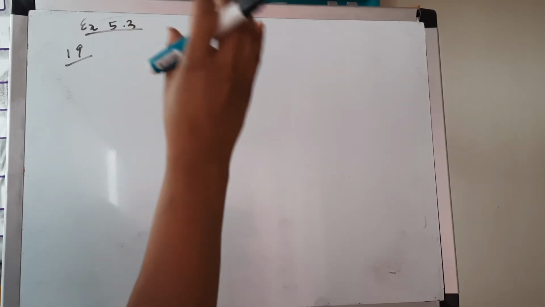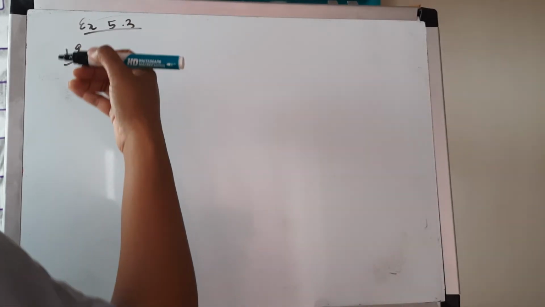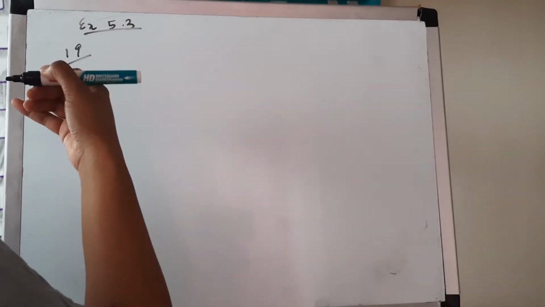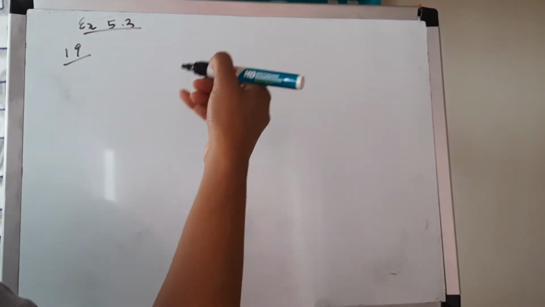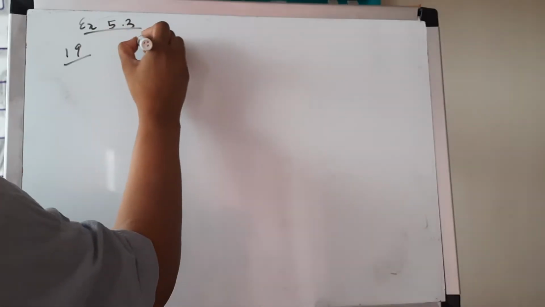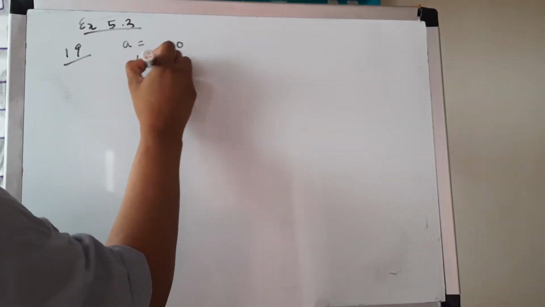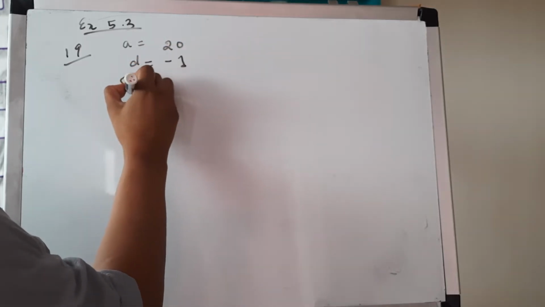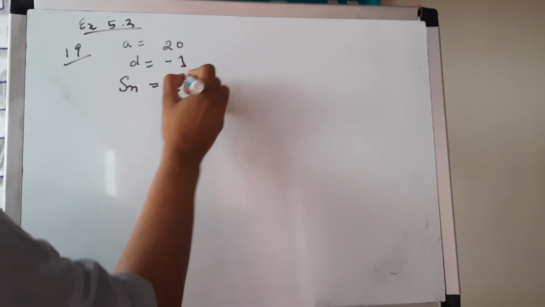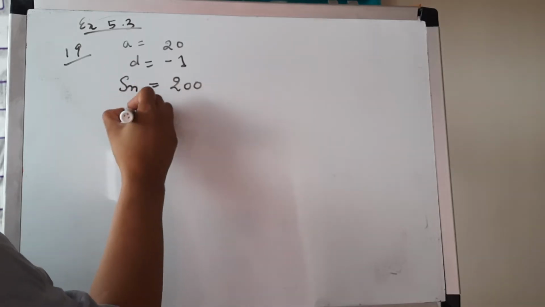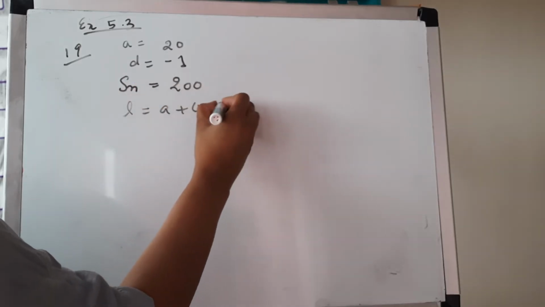So it says that 200 logs are stacked in the following manner: 20 in the bottommost row, 19 in the next row, 18 and so on. So how many rows are the 200 logs placed in? Basically it's saying that the first term is 20 and D is minus 1. It's saying that Sn is equal to 200. We need to find n and we need to find L basically. What is L? A plus n minus 1 D.